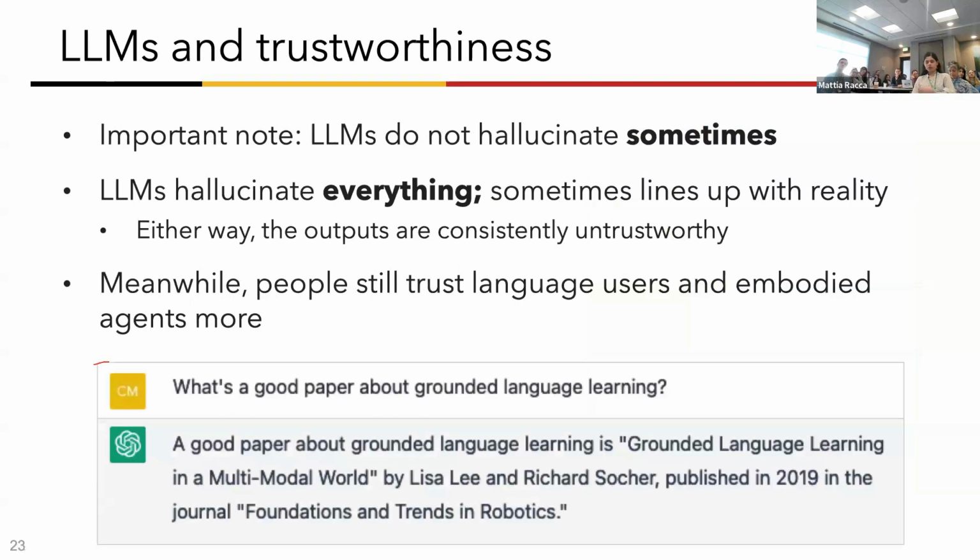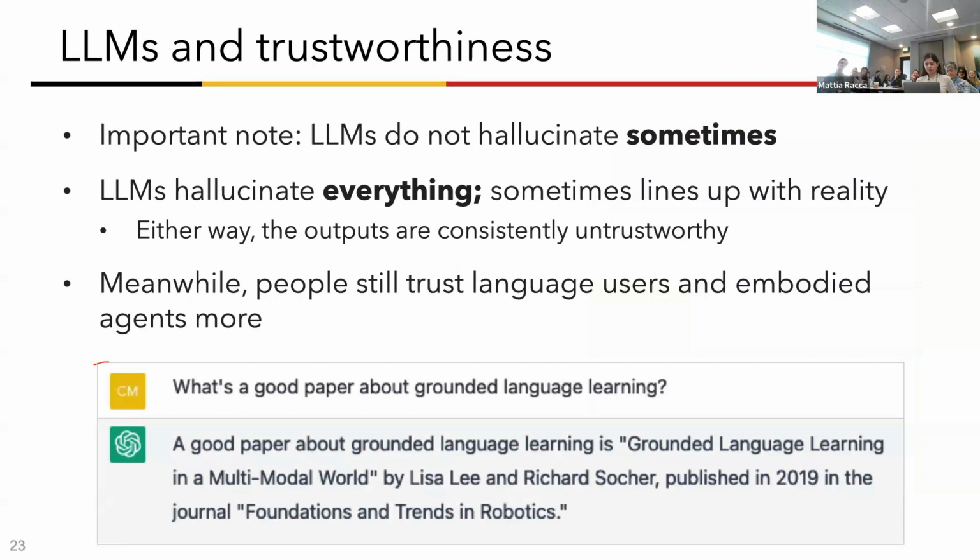So the first real concern is trustworthiness. And I think at this point, it's well known that LLMs lie. Like everybody in this room has heard of hallucinations. But Matthias Scheutz said something earlier in the conference that I thought was amazing, that I want to re-up here. LLMs don't hallucinate sometimes. It is not the case that LLMs occasionally lie. LLMs hallucinate everything. And sometimes those hallucinations line up with reality, and sometimes they don't.